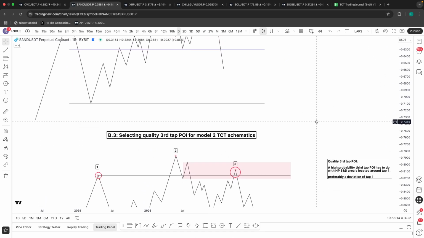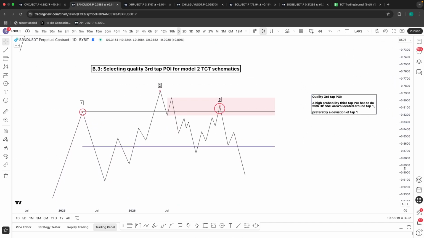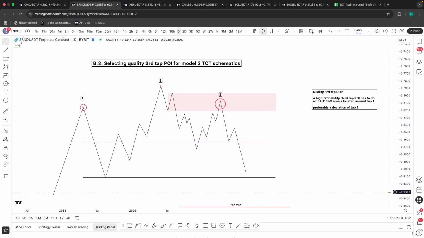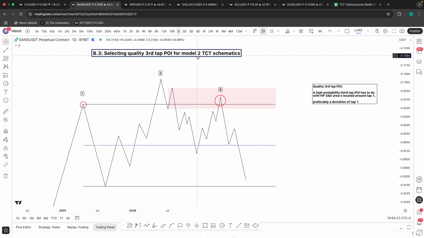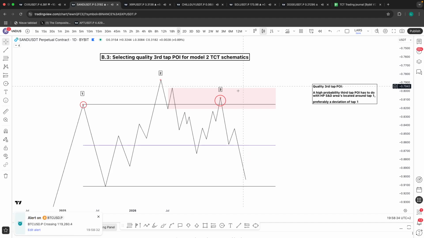Section B.3 is going to be selecting the quality third tap POI for your Model 2 schematics, which, based on my experience, is by far the most difficult part of the TCT models for most members so far.